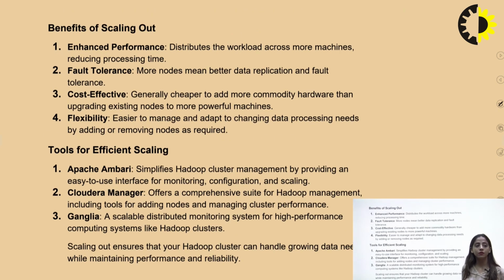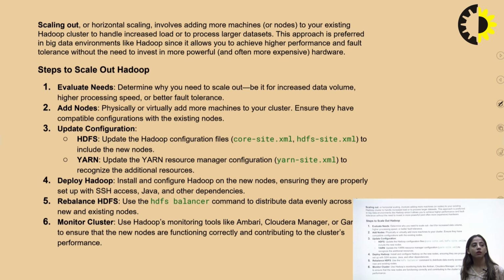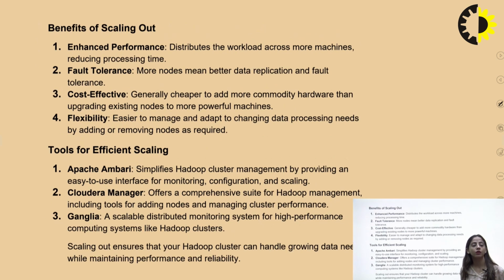Hadoop benefits of scaling out. What happens if we scale out? What are the benefits? The first one is enhanced performance. It distributes the workload across more machines, reducing processing time. Second one is fault tolerance. More nodes mean better data replication and fault tolerance.